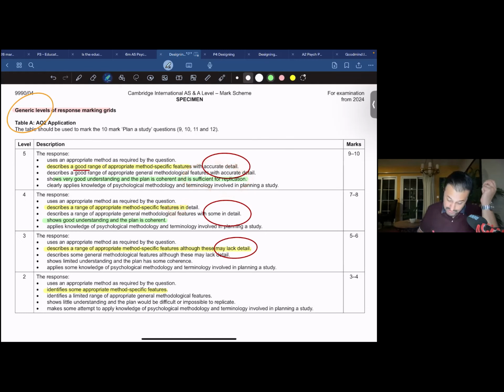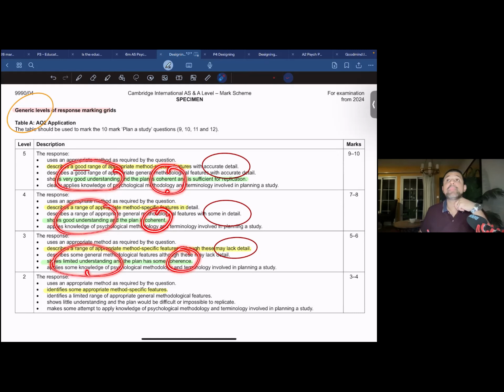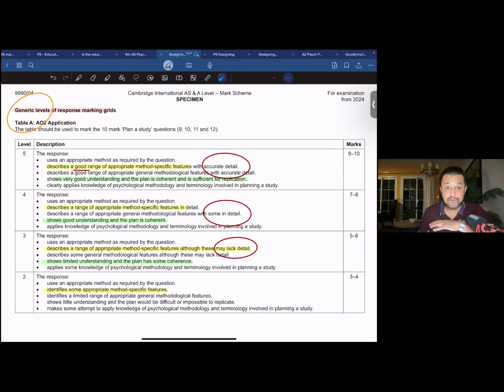The third shows limited understanding and the plan has some coherence, right? It should be coherent, logical, rational, right? Very good understanding, limited understanding. Look at what is making the difference. You know what, if you spend 10-15 minutes on this, if this is available on the Cambridge website, I could share this with you. Take a printout of this and you wouldn't need anyone to check your answer. You could check your answer yourself. All you need to do is be honest with yourself, and trust me, you'd understand this super well.